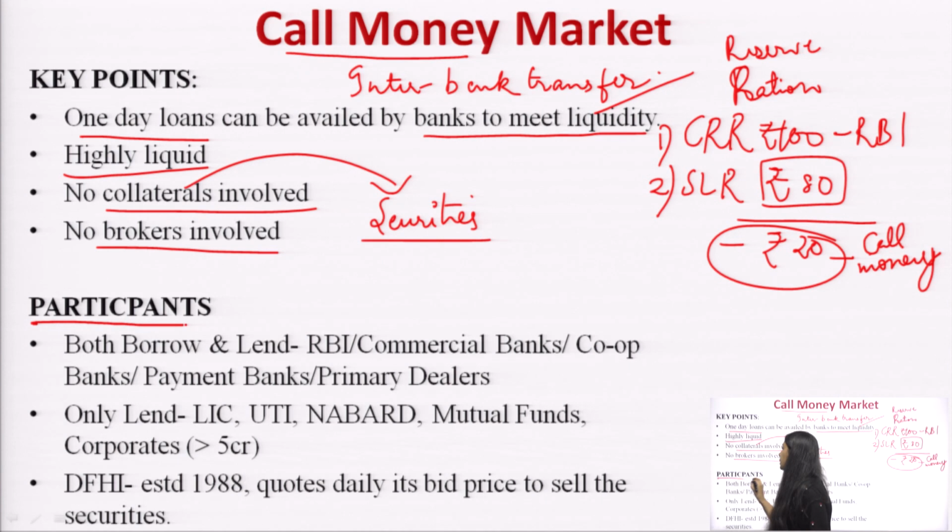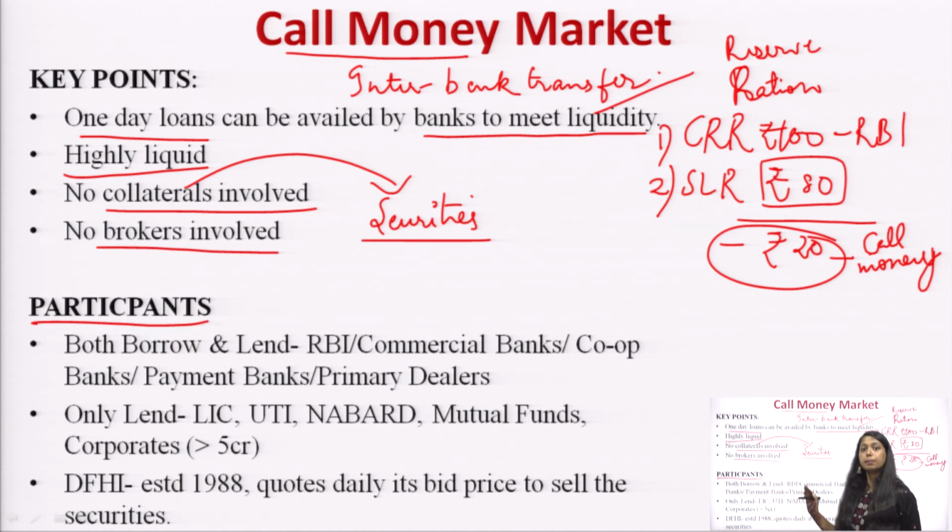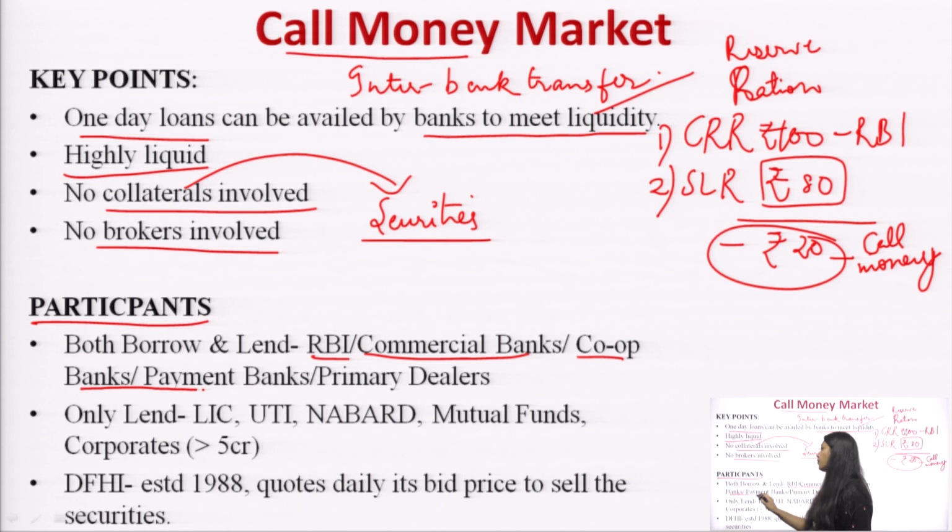Now, who are the people who can participate in this market? People who can borrow, people who can lend, and people who can do both the activities of borrowing and lending. You have the RBI, which is the Reserve Bank of India, and for any government it is the apex body. The commercial banks, the different branches of the banks, the cooperative banks. You have all the types of banks because you are doing interbank transactions.